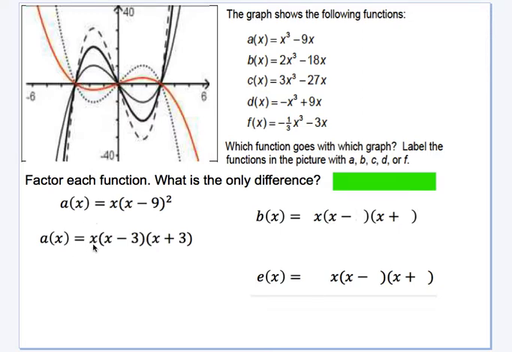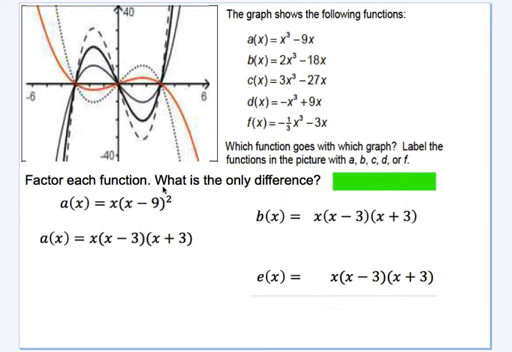If you set this term equal to 0, it's x equals 0. If you set this term equal to 0, you get x minus 3 equals 0. You add 3 to both sides, and then you get x equals 3. Over here, if you do x plus 3 equals 0, and then solve for x, you get x equals -3. So that's where your three intercepts come from, the -3, the 0, and the +3. So each one of your equations can be factored with these three terms, the x, the x minus 3, and the x plus 3.